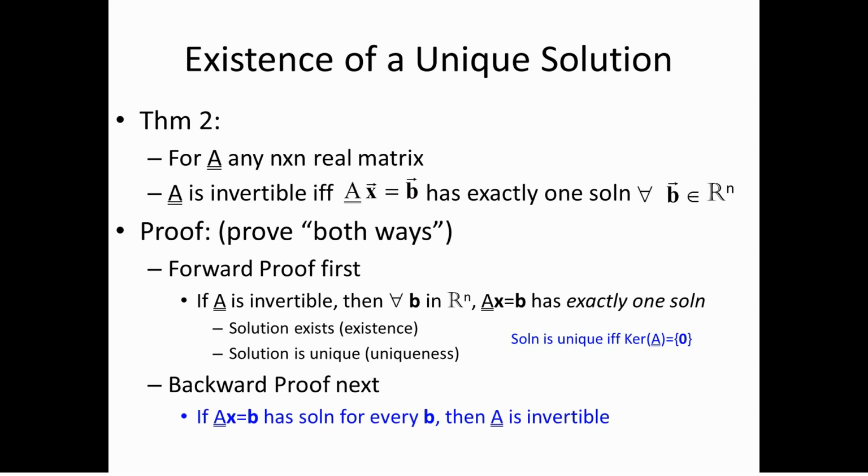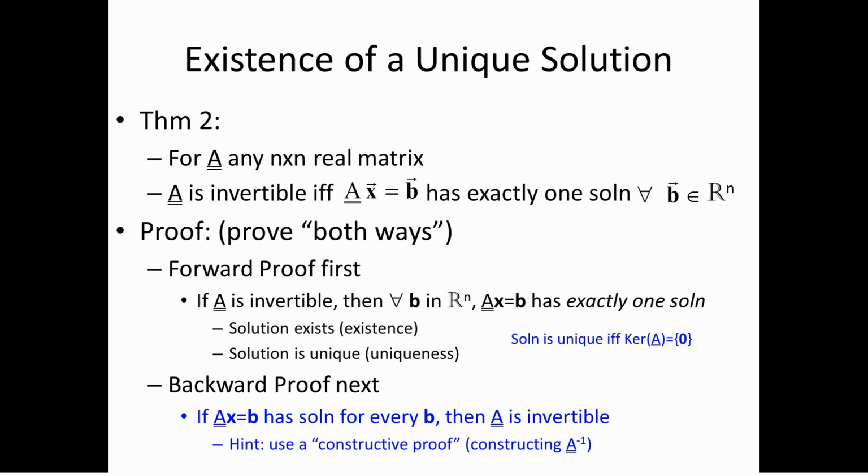The backwards proof basically says that if Ax equal to b has a solution for every b, then A is invertible. And I want you to do this as an exercise. This is a constructive proof. I want you to show how you could construct the inverse of A knowing this fact. And I won't tell you anything beyond that.